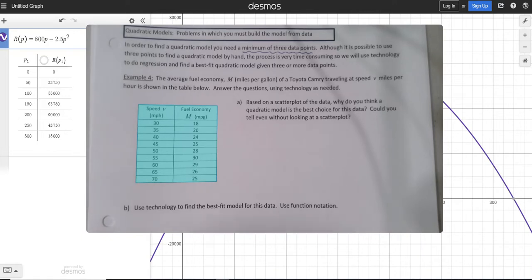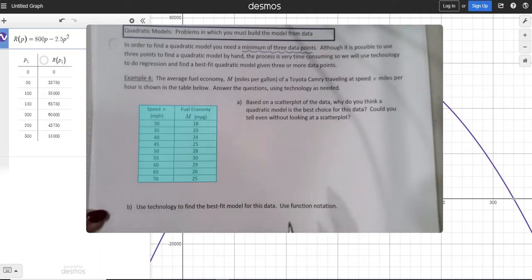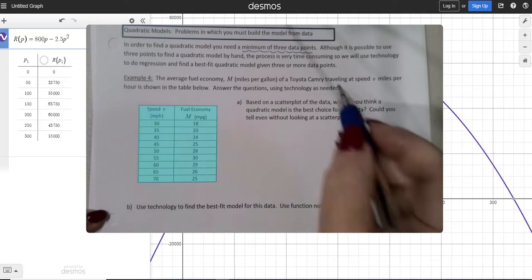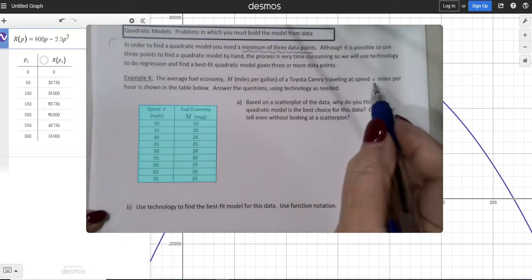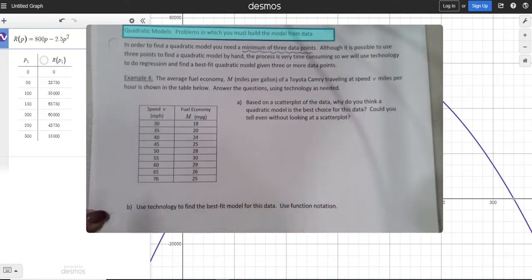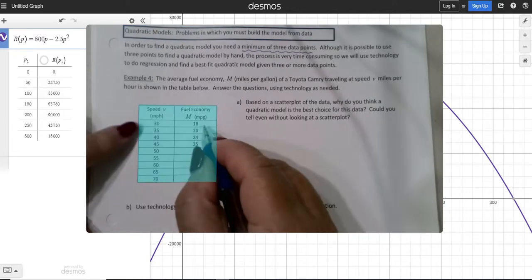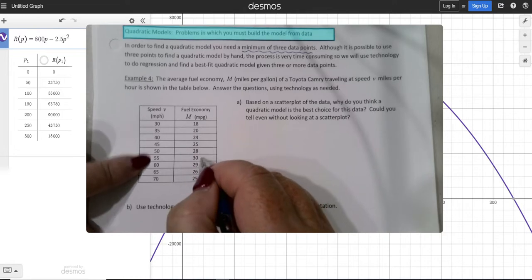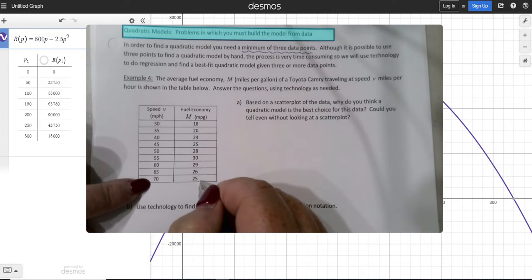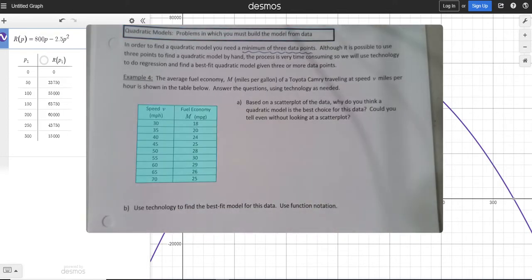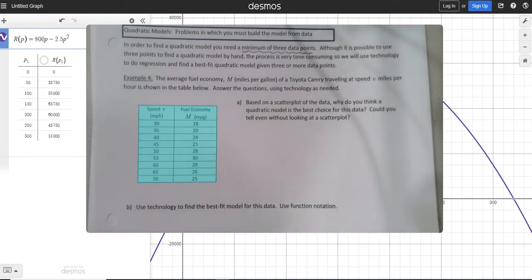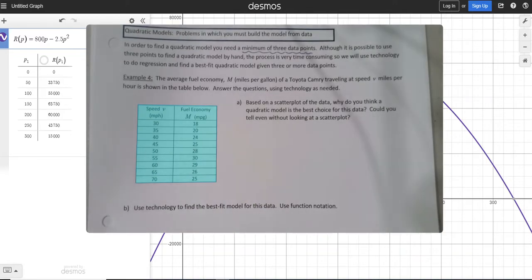In example 4, this table shows us the average fuel economy, m miles per gallon, for a Toyota Camry traveling at a speed, my input, v miles per hour. You can see at slower speeds we're not getting quite as good mileage. There's kind of a sweet spot here, somewhere in that 55-ish range, and then faster than that, our miles per gallon starts decreasing again. So we're going to take a look at the scatter plot of this data and make sure that we do think a quadratic model is a good choice.